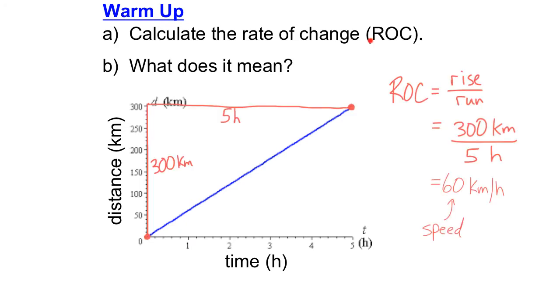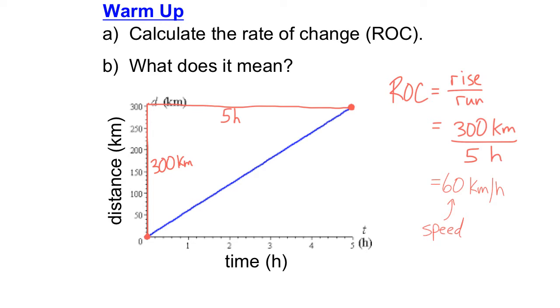So if you'll recall, rate of change is rise over run. So on this graph, the rise is 300 kilometers and the run is 5 hours. So you have to pay attention to the scale on each axis. So rise divided by run, 300 divided by 5 is 60, and it's kilometers divided by hours, so it's kilometers per hour. So 60 kilometers per hour is the rate of change.